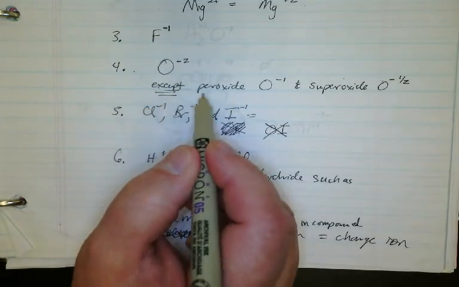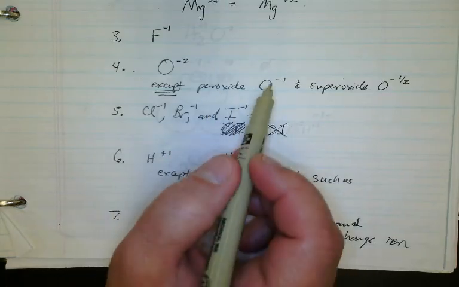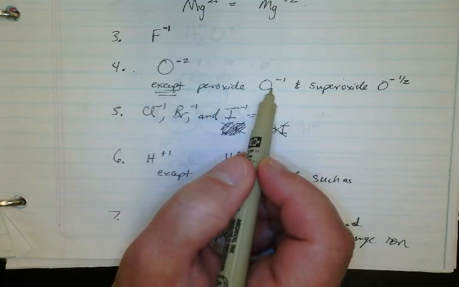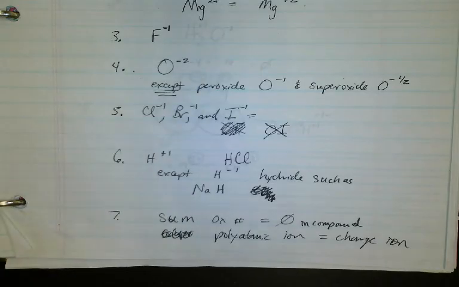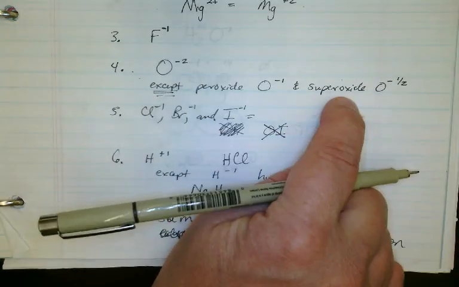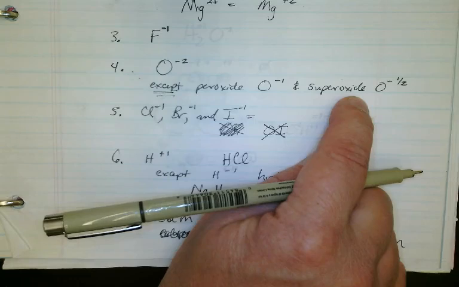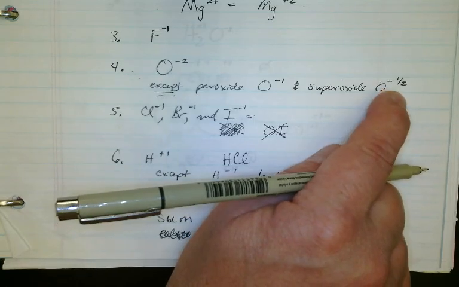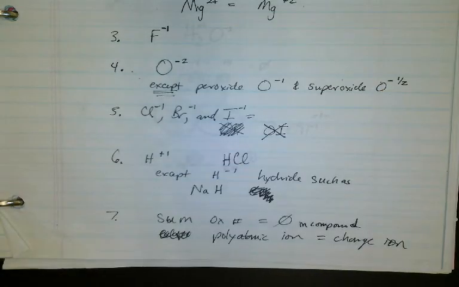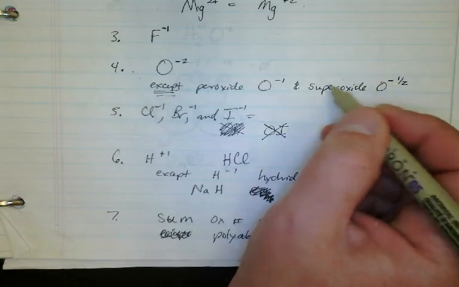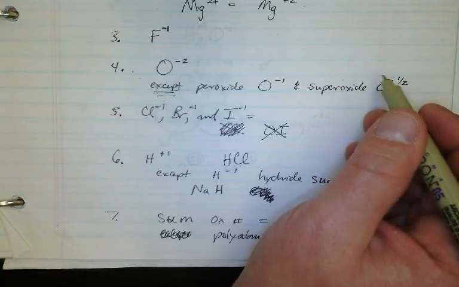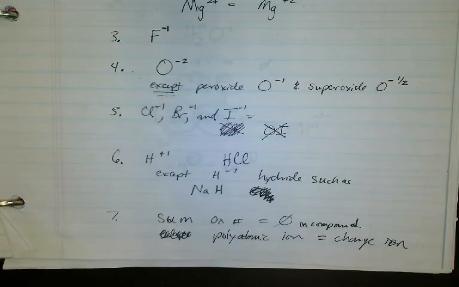There's an exception if it's a peroxide. A peroxide has a -1 oxidation number. And then if you really want to get sassy, a superoxide has a -0.5. I'm just telling you the way it is. You don't have to worry about this one, but I do want to tell you that it's there in case you go on in chemistry.